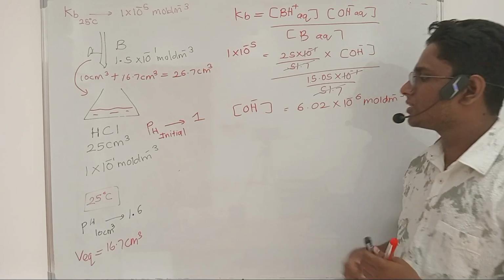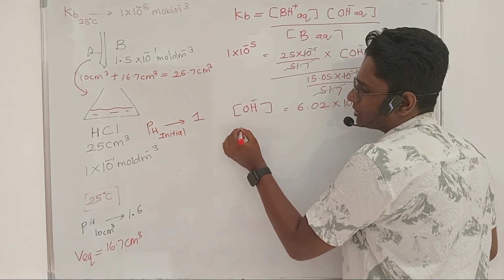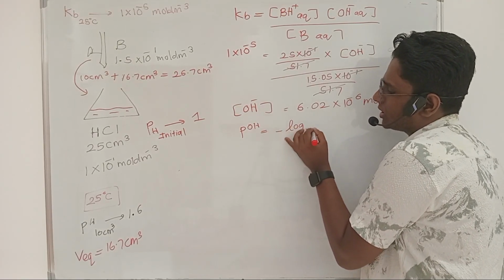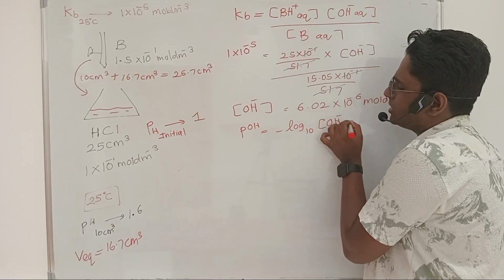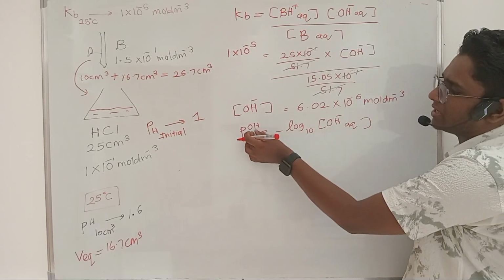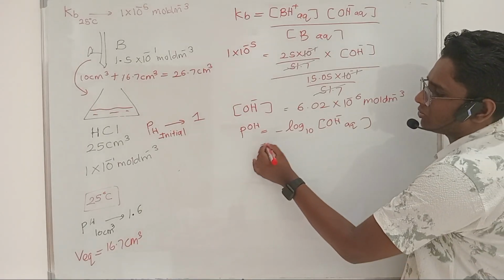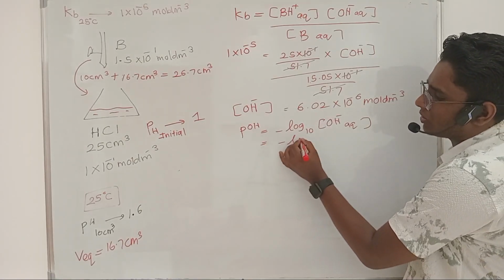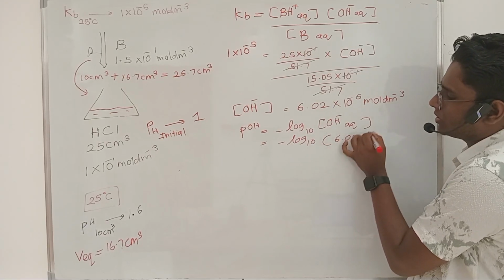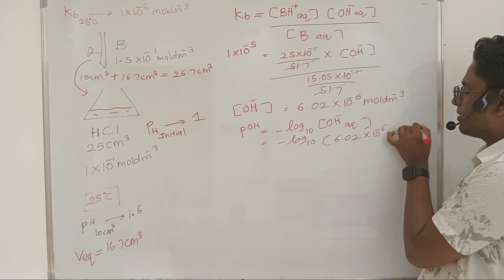Now if I know the concentration of OH minus, I can find pOH, right? So what is the equation of pOH? pOH is equal to negative log 10 concentration of OH minus aqueous, same way as the pH equation. So only these two changes: pH becomes pOH and H3O plus becomes OH minus. So you can put this value, negative log 10 of 6.02 into 10 to the power minus 6. So how can I find the value?